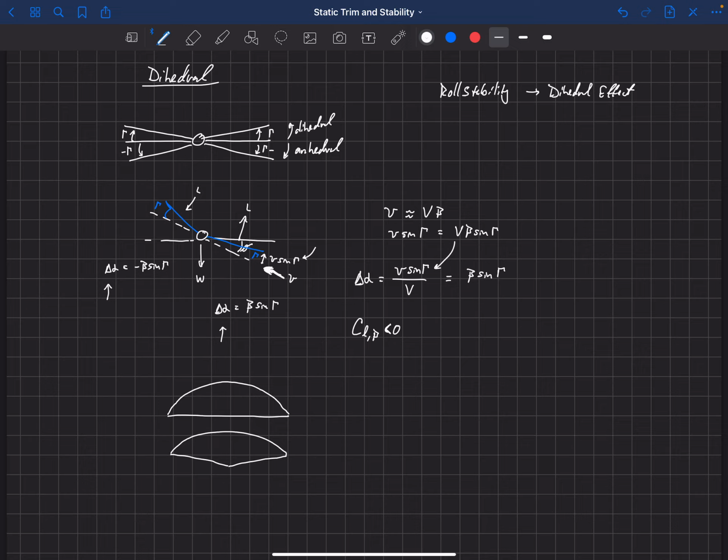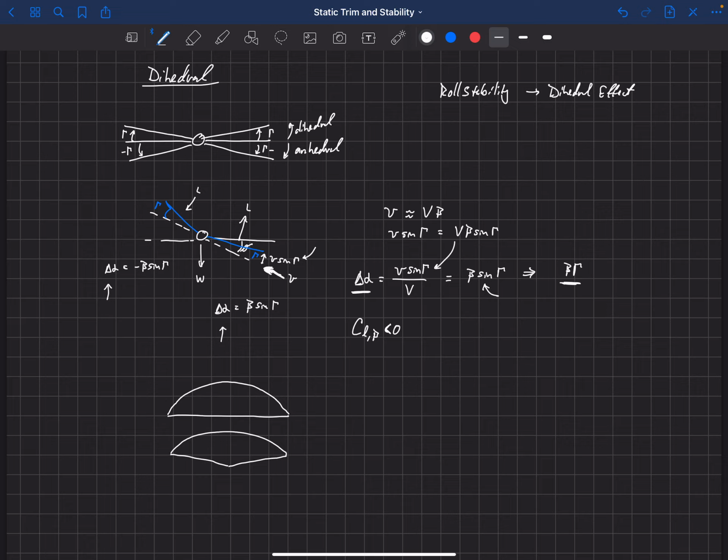Now, one other thing that I want to point out here is that if we use a small angle approximation here, then our delta alpha is basically equal to beta times gamma. So this is using a small angle for the dihedral angle. So for small dihedral angles, our change in angle of attack on the left-hand and right-hand sides of the aircraft are basically directly proportional to gamma.